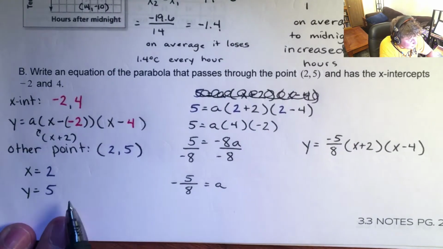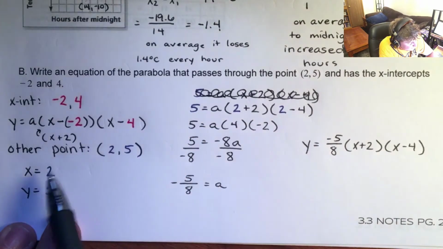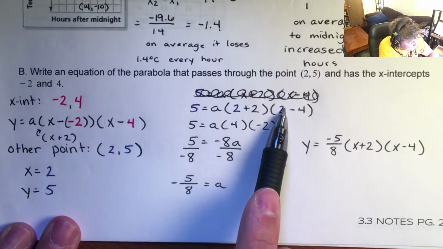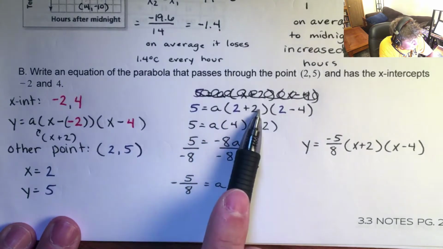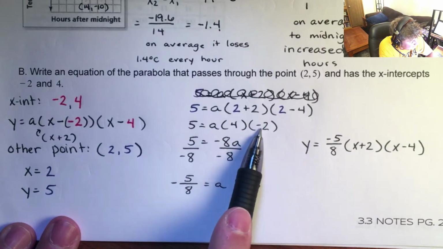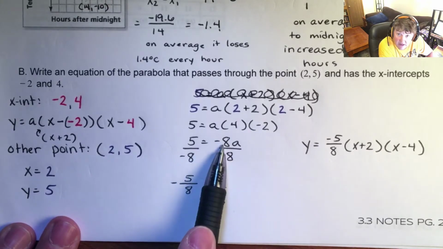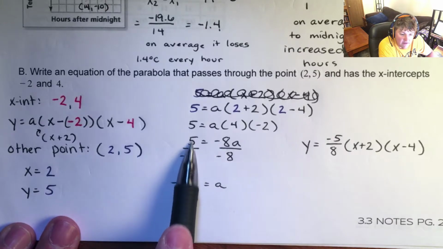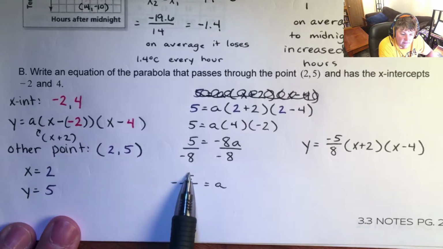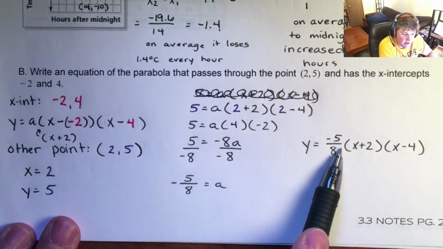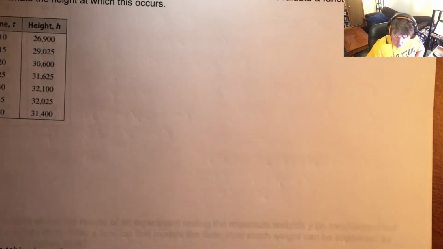Then x is 2 and y is 5. So 5 is equal to a times (2 plus 2), this 2 coming from my x value, times (2 minus 4), which this 2 is coming from this x value as well. So 2 plus 2 is 4, 2 minus 4 is -2. 4 times -2 is -8. And then here I have 5 is equal to -8 times a. I divide by -8 to get -5/8. And that's my a value. So it looks like we're moving on well.